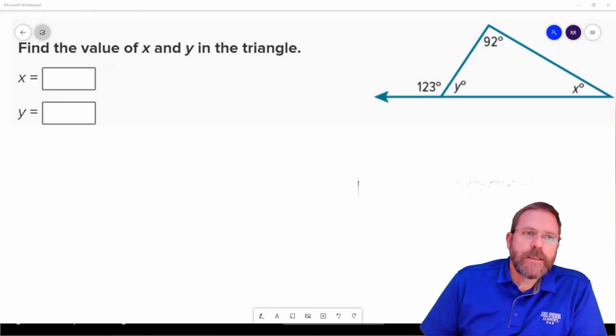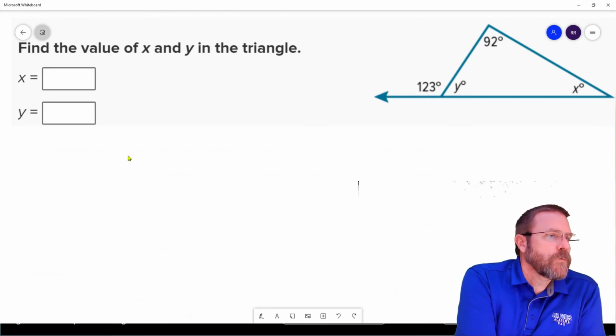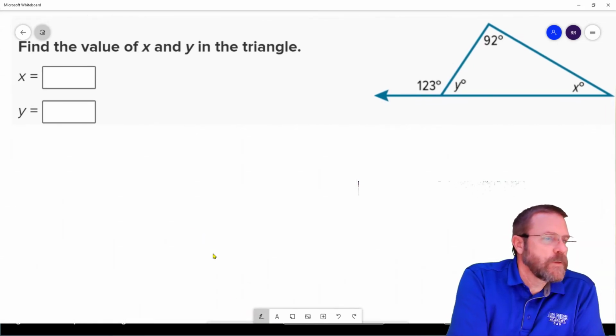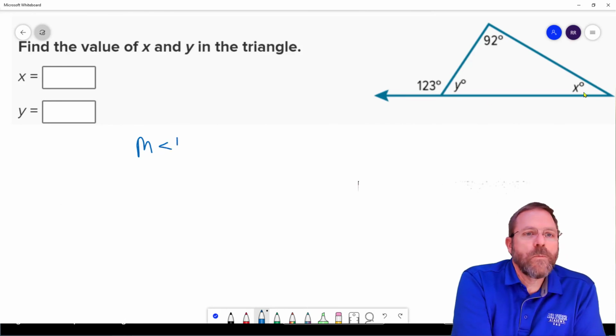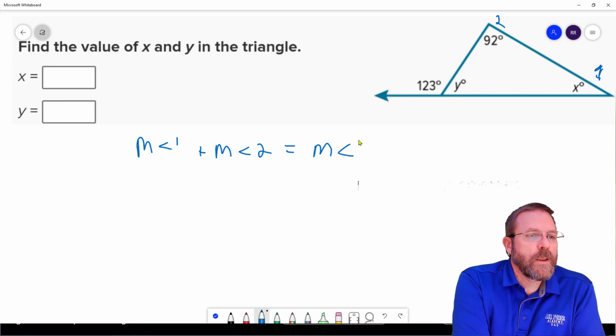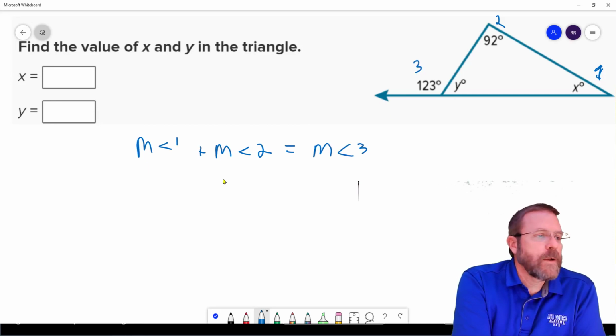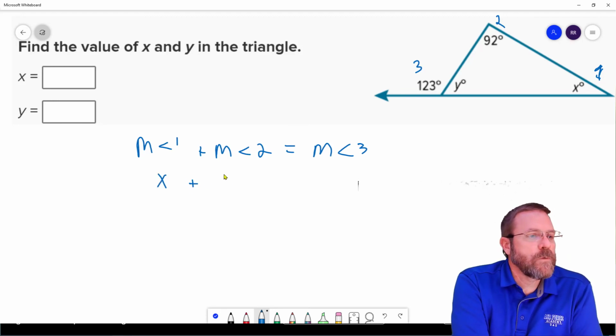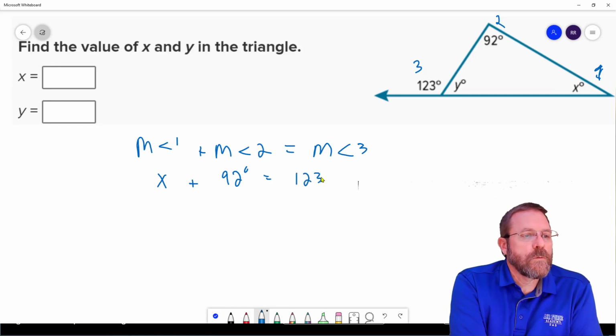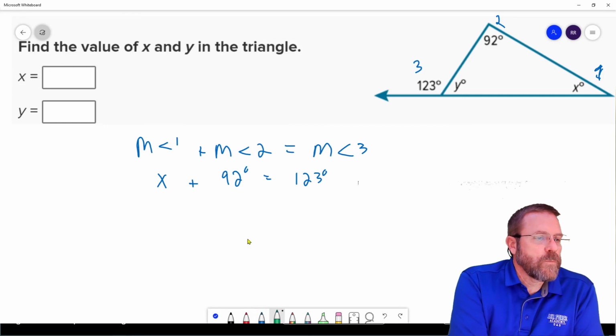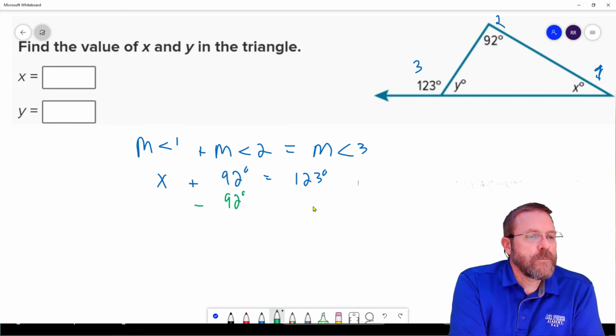Let's get into this. This one's going to be quick and skinny. I'm going to start off with a formula: the measure of angle 1, which I'm going to call this angle 1, plus the measure of angle 2, I'm going to call this angle 2, is going to equal the measure of angle 3, which I'm going to call this angle 3. That means the measure of angle 1 is x, plus the measure of angle 2 is 92 degrees, equals the measure of angle 3, which is 123 degrees. We're going to subtract 92 degrees from both sides.